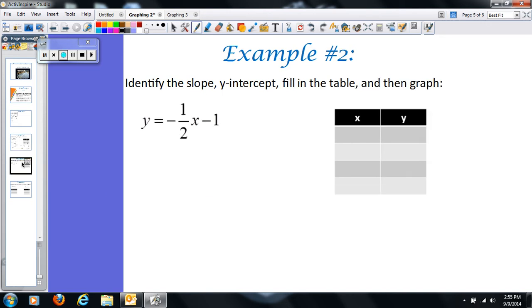Next example, example number 2. And we're looking to do the exact same thing. Identify the slope, the y-intercept, and then fill in the table. Okay? So my slope, again, is going to be m.